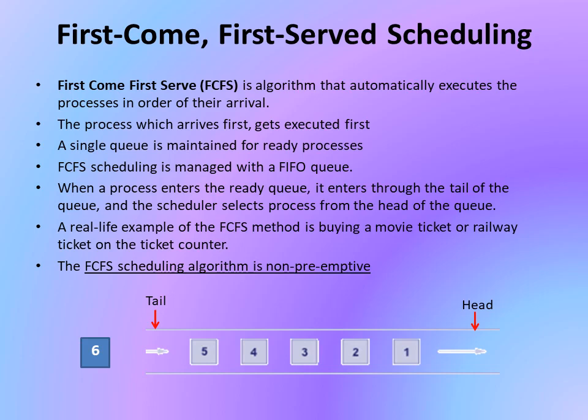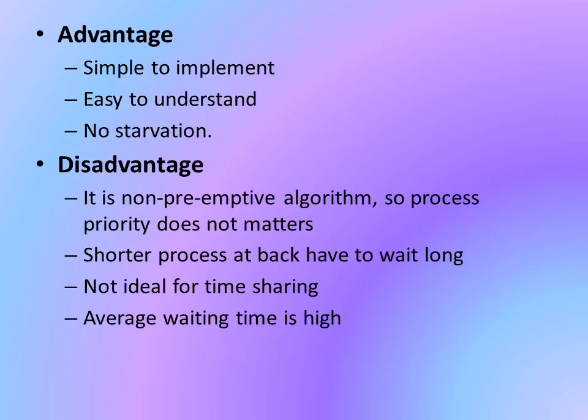A real-time example for first come first serve scheduling algorithm is buying movie tickets or railway tickets at the ticket counter. The first come first serve scheduling algorithm is a non-preemptive scheduling algorithm. That means once a process is given CPU for its execution, we cannot preempt, we cannot suspend that process. Only after its execution gets over, the CPU can be allocated to another process.